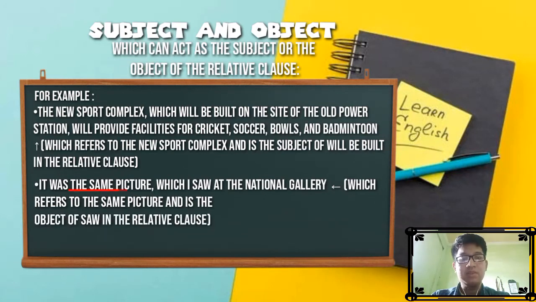Example number 2. It was the same picture which I saw at the National Gallery, which refers to the same picture and is the object of saw in the relative clause.